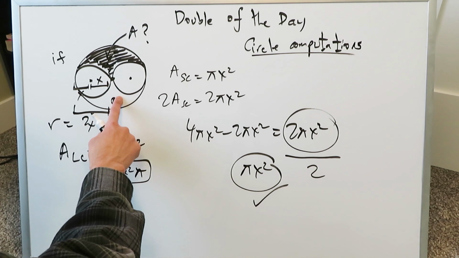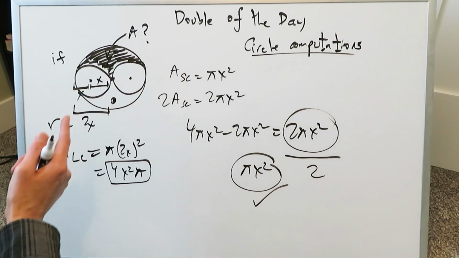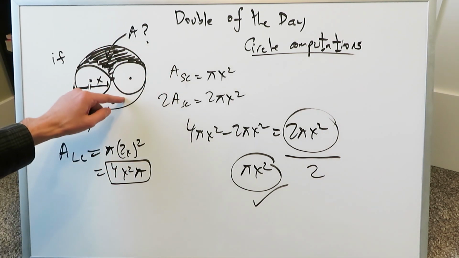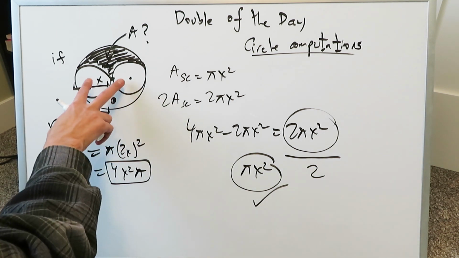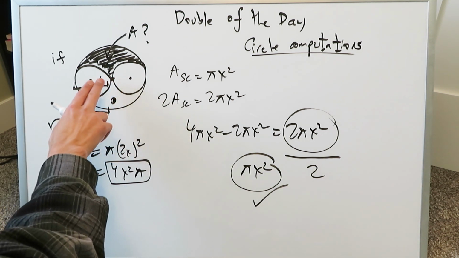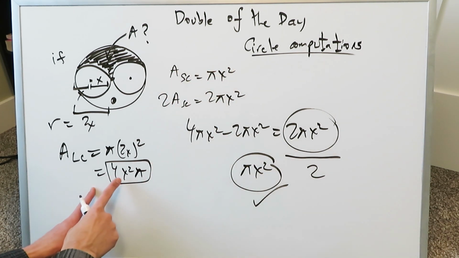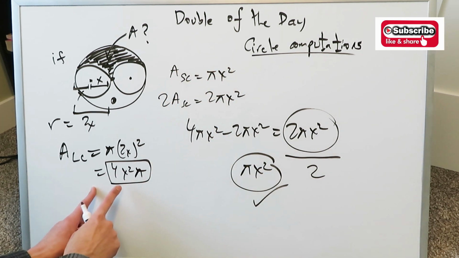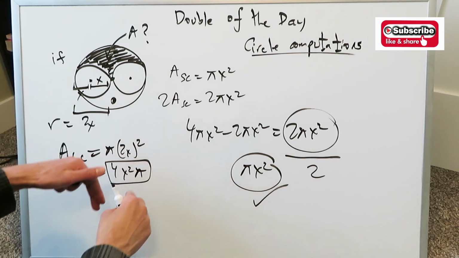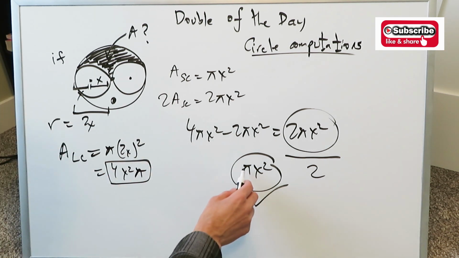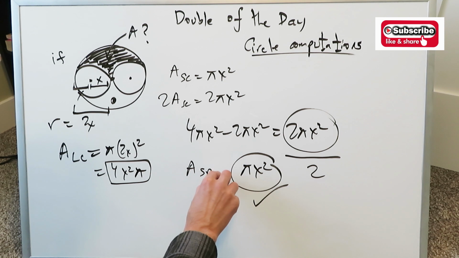But of course the area of this unshaded region would also be pi x squared. Pi x squared, pi x squared, and each of these individual ones having pi x squared, you'll see all of those add up to a total of 4 pi x squared, which of course equals the large circle because everything is included within the large circle. Anyhow, this right here is the area of the shaded region, SR, and it's pi x squared, and we're done.